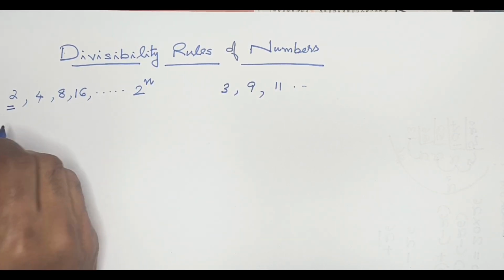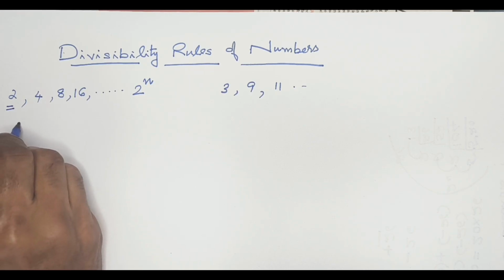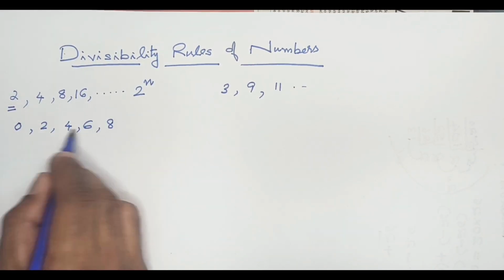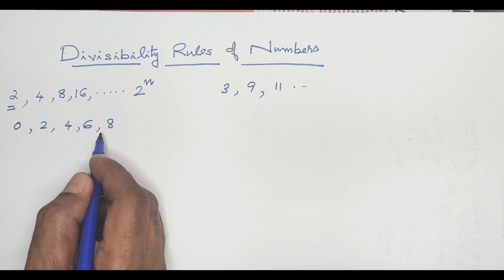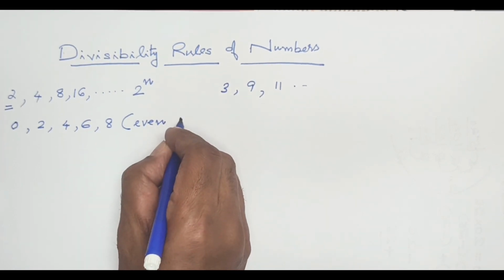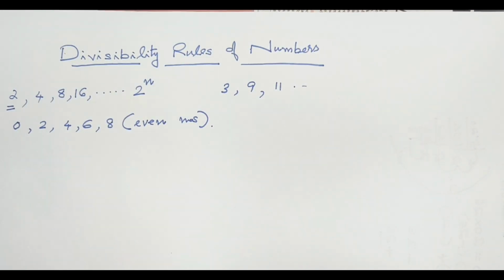Let's begin with number 2. As you know, given a number whose last digit is 0, 2, 4, 6, 8, if one of these digits is the last digit of a number, clearly that number is divisible by 2. And these numbers are called, as you know, even numbers. Basically, all even numbers are divisible by 2.